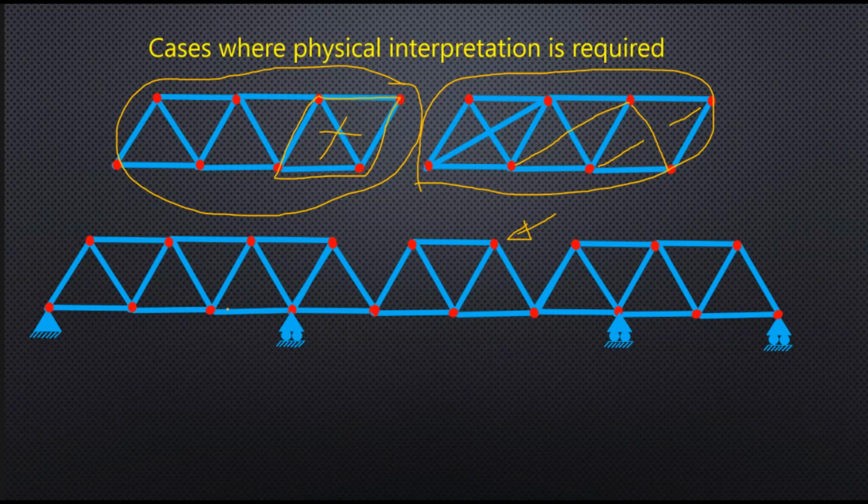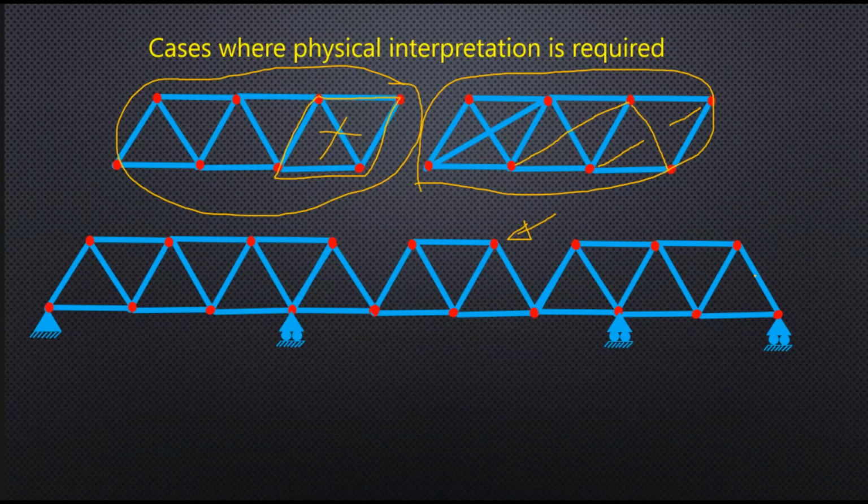So you count your members. I'm not going to count it. I'm not very good in arithmetic. See, 1, 2, 3, 4, 5, 6, 7, 8, 9, 10, 11, 12, 13, 14, 15, 16, 17, 18, 19. So 2 into 19, 38. 2 into 19 minus 3 is 35. I should have 35 members in this. It appears to be a stable determinate truss.